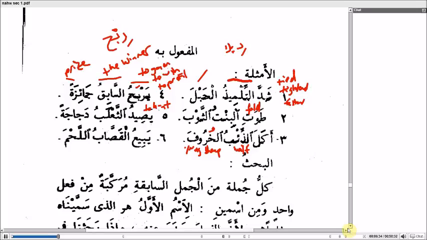Number 6. Muharram, assalamu alaikum. Read it for us. وعليكم السلام ورحمة الله وبركاته. Number 6. يبيع القصاب اللحم. Yabi'u, to sell. Right? Al-Qassab is the butcher. What does the butcher sell? Meat. Lahm. So the butcher sells meat.